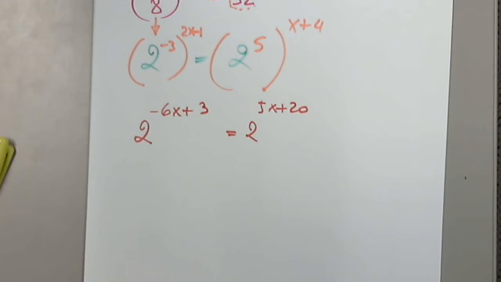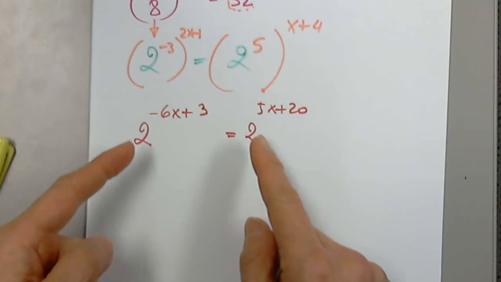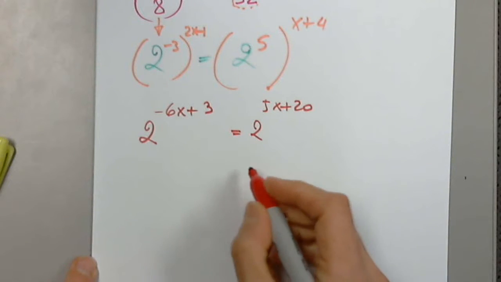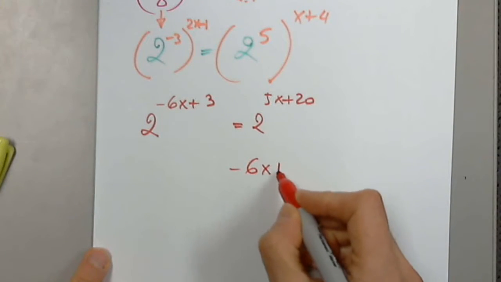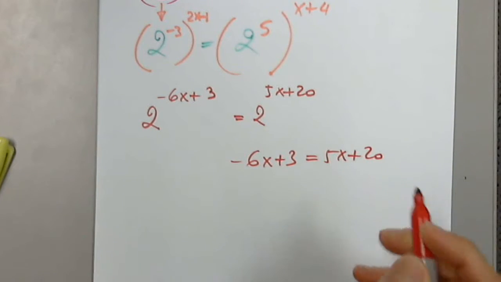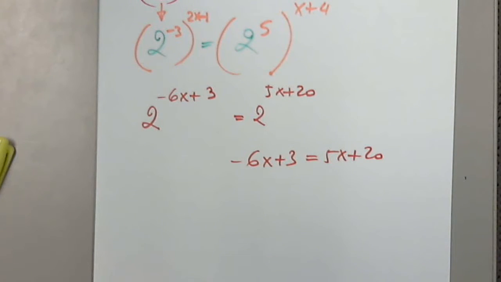Okay, so I'm back to the same idea. Two numbers are equal and they have the same base. What has to happen? Their exponents must be equal. Do we all understand the procedure? Do we understand why those two powers have to be the same?